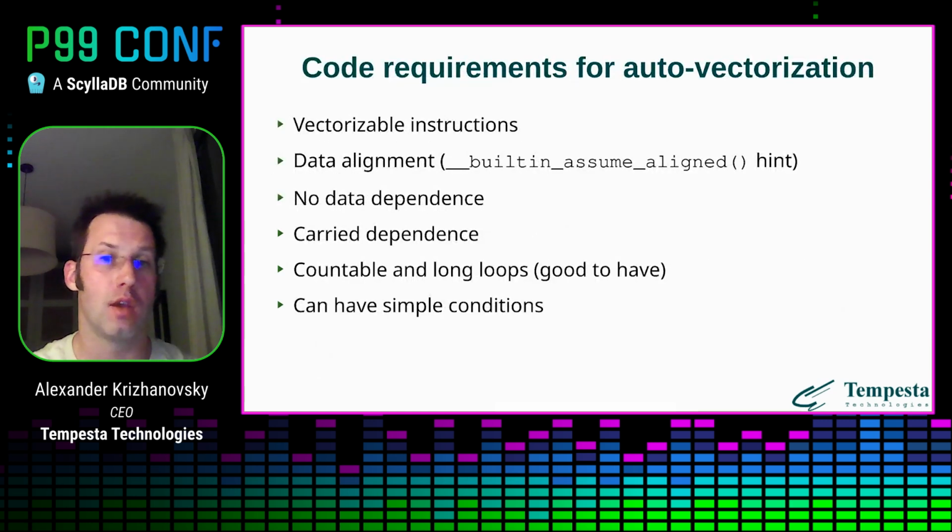What are the code requirements to be auto-vectorized? First of all, not all instructions are vectorized. Only operations which are supported by vector instructions of the CPU are applicable for this. There should be no data dependency. We'll have a look at this in an example. And it's better to use countable loops, but even uncountable or infinite loops are still optimizable by modern compilers.